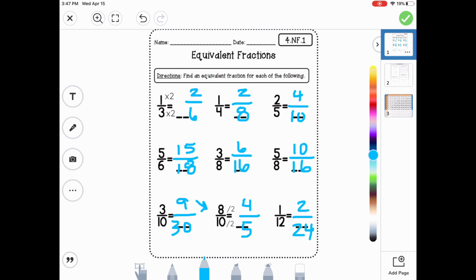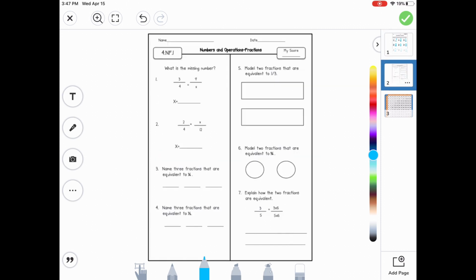Remember, there are multiple possible correct answers, so just in case you didn't get the same numbers I did, that's totally fine. I'll go through and I'll check your work on Seesaw. Let's take a look at the next page. On the next page, you needed to find the missing number. So for example, number 1, you needed to find an equivalent fraction to 3/4 where your numerator was 9.